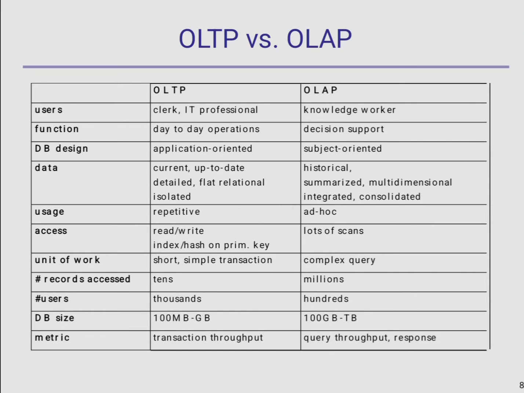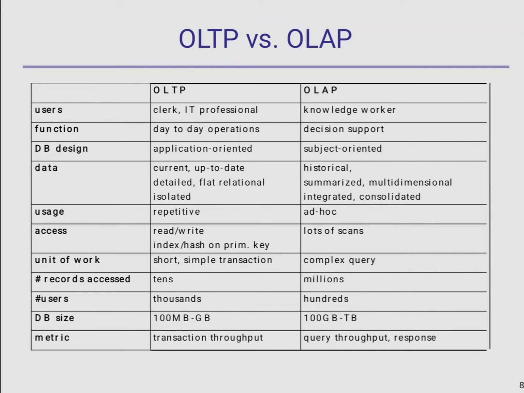Database design is application oriented in OLTP and subject oriented in OLAP. Data in OLTP is current, up-to-date, detailed, flat relational, isolated. Whereas in OLAP, as the definition itself suggests, it records historical data and shows that historical data in a summarized way: multidimensional, integrated and consolidated. Usage is repetitive in OLTP, whereas in OLAP it is ad hoc. You don't always require OLAP in real time.